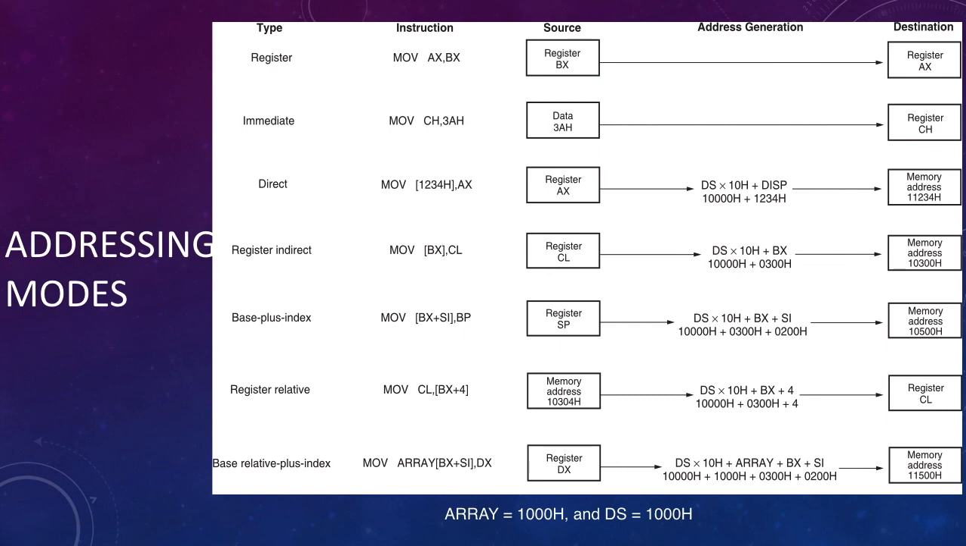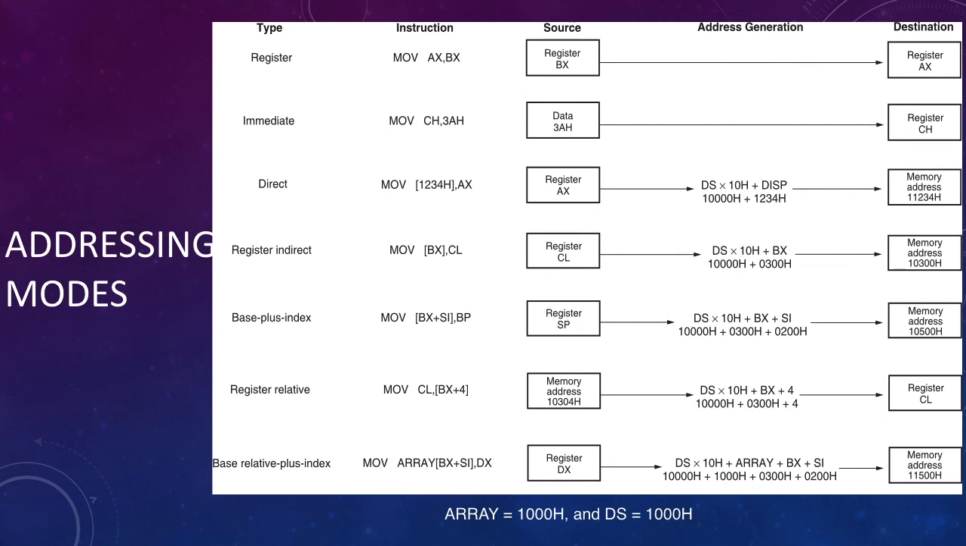to this memory location. When it comes to base plus index addressing, when we are addressing the memory location, the address is generated by a base register plus an index register. In register indirect addressing, it is just the base register. In base plus index addressing, it is the base register as well as the index register. And in register relative addressing, the address is an index or base register plus some displacement.